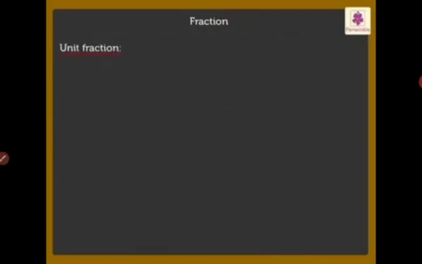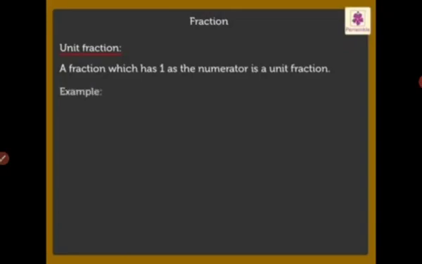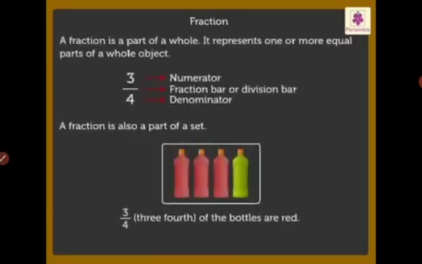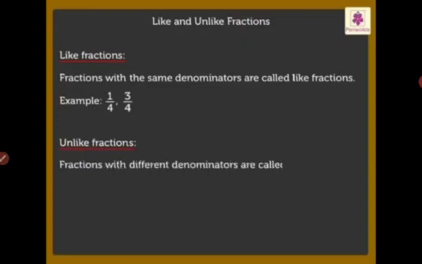Did you know what a unit fraction is? A fraction which has 1 as the numerator is called a unit fraction. For example, 1 upon 3, 1 upon 7, 1 upon 13, etc. When 2 or more fractions are given, depending on the value of their denominators, they can be termed as like or unlike fractions. Like fractions. Fractions with the same denominators are called like fractions. For example, 1 upon 4, 3 upon 4, etc. Unlike fractions. Fractions with different denominators are called unlike fractions. For example, 5 upon 8, 5 upon 3, 2 upon 7, etc.